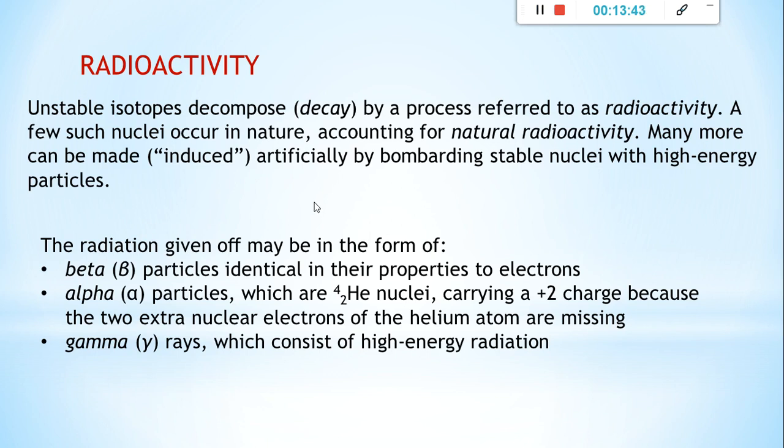The radiation given off may be in the form of, first, beta particles, identical in their properties to electrons. The second one is alpha particles, which are helium nuclei with mass number of 4 and atomic number of 2. It carries a charge of 2 positive because the 2 extra nuclear electrons of the helium atom are missing. And the last one is gamma rays. This one consists of high energy radiation.